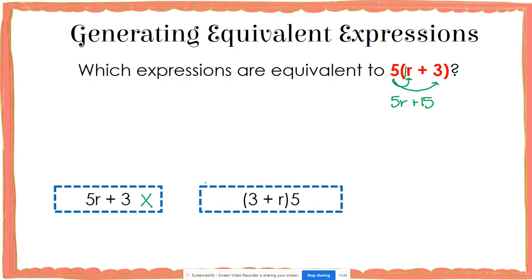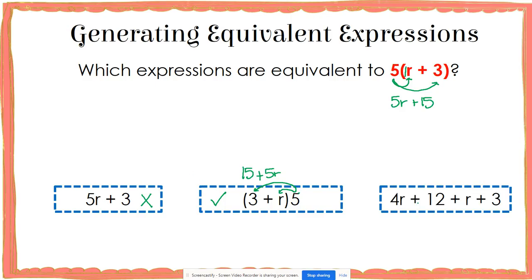What about 3 plus r times 5? This is still a sum being multiplied by a number. So for this, I can still distribute my 5. So I would distribute 5 times 3, which would give me 15, and 5 times r, which would give me 5r. Well, is that equivalent to 5r plus 15? Yes, because we know that the commutative property tells us that we can add in any order. So if this expression says 5r plus 15, and this expression says 15 plus 5r, we know that those are the exact same.